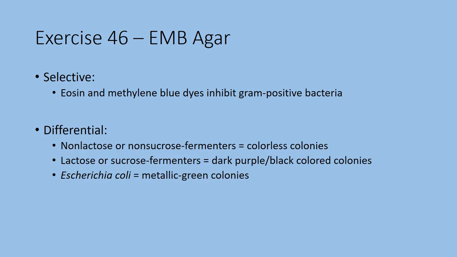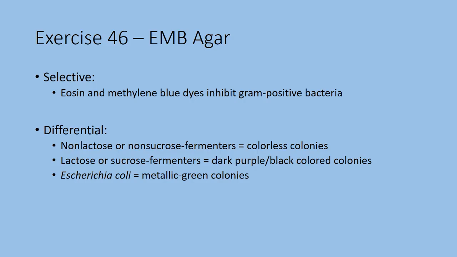The eosin methylene blue, or the EMB agar, is selective in that it has two dyes in it, eosin and also methylene blue, and both of those dyes are inhibitory to gram-positive bacteria. How is it differential? It depends on the colors of the colonies. Once again, you look at that to distinguish between them. Non-lactose or non-sucrose fermenters are going to be colorless. If it is a lactose or sucrose fermenter, then the colonies typically will be a very dark color, like a dark purple or even black colored colonies.